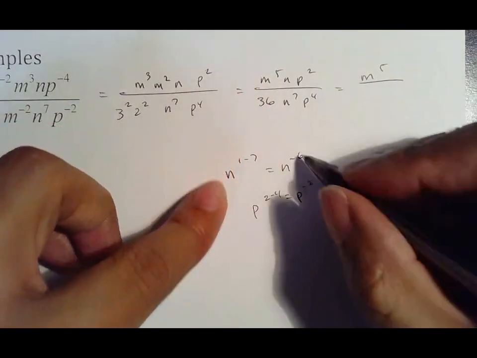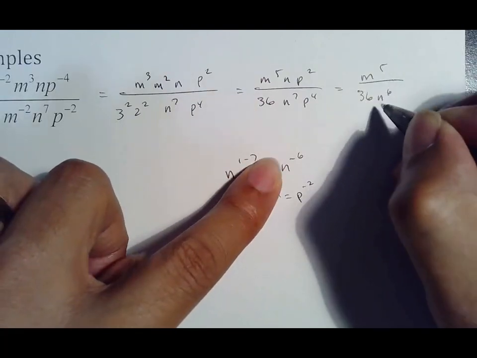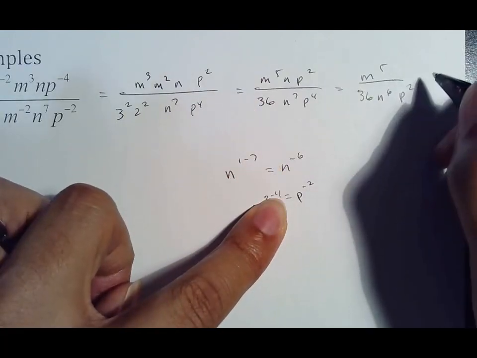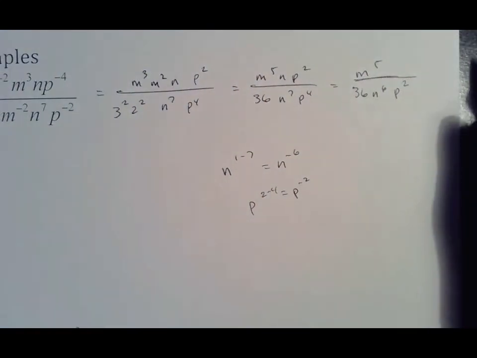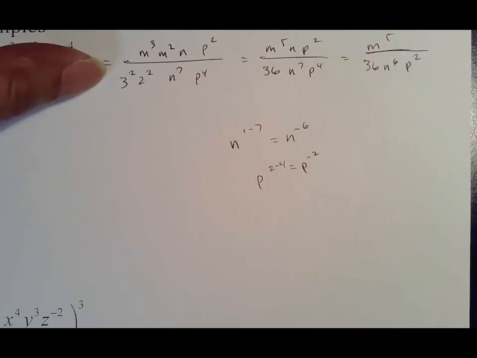Because that's the only thing left, because remember those go on the bottom, over 36, n to the 6th, because that's going to be on the bottom, p to the 2nd, because that's going to be on the bottom, and that'll be your final answer. Again, there's no way to do this without getting dirty and without making a few mistakes, so just make sure that you are ready for all that.